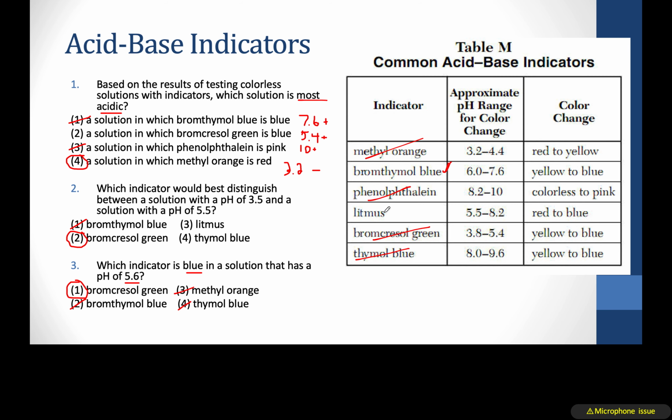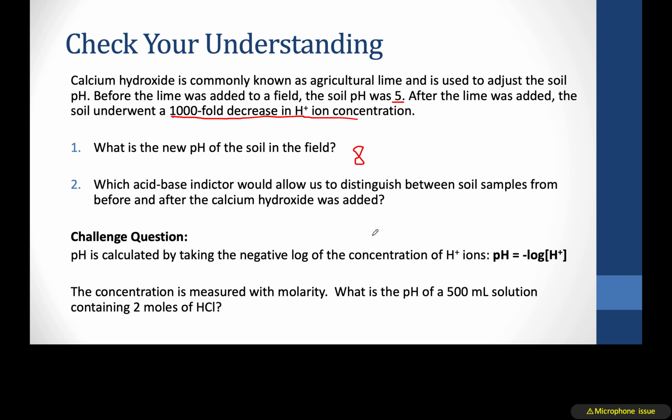That's the best one. Litmus paper probably would work. A pH of 5 would be red, and a pH of 8 would be almost all the way blue. So this is the best choice. I would accept this as an answer as well.